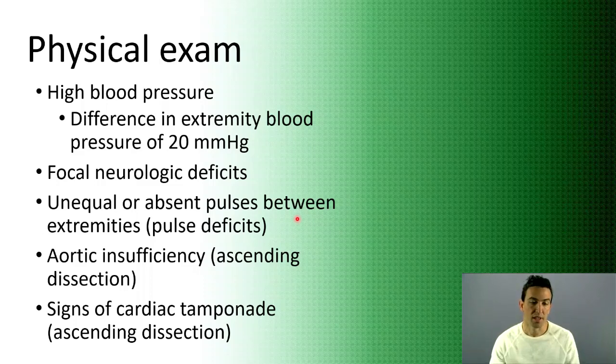The other one is that if they can describe a 50-year-old male, sudden onset chest pain, no past medical history, now has a new diastolic murmur on exam, you think of an ascending dissection that's gone into the aorta or into the valve, and it's caused an aortic regurgitation murmur.